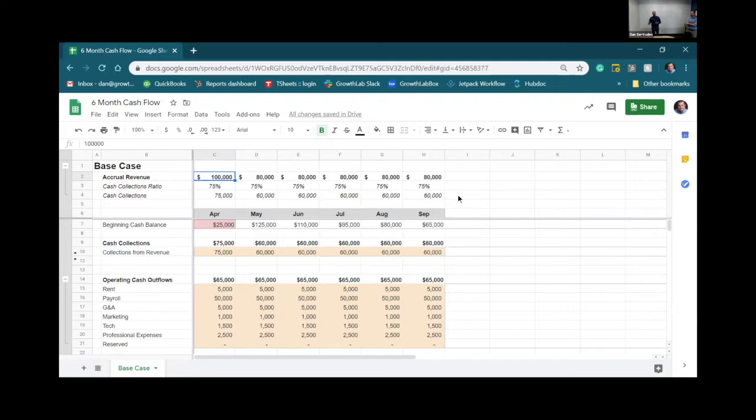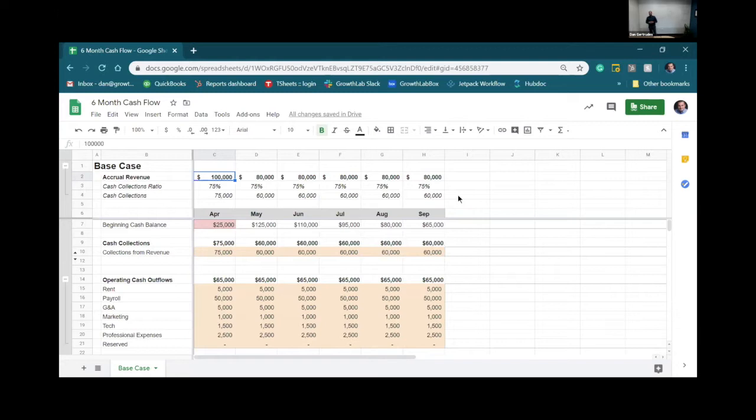So here's a hypothetical situation. You see the word base case. You can also see another case called worst case. I'm not going to focus on why the inputs are what they are. I just want to walk you all through the mechanics of how to build a simple 6-month cash flow. I will step back and talk about the different types of cash flow planning models.